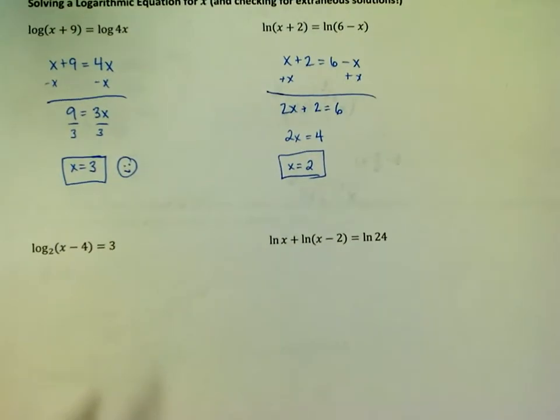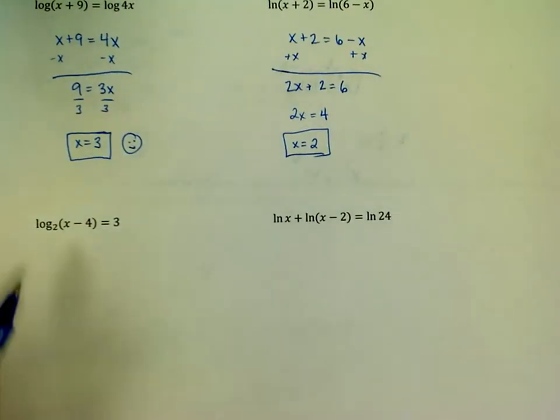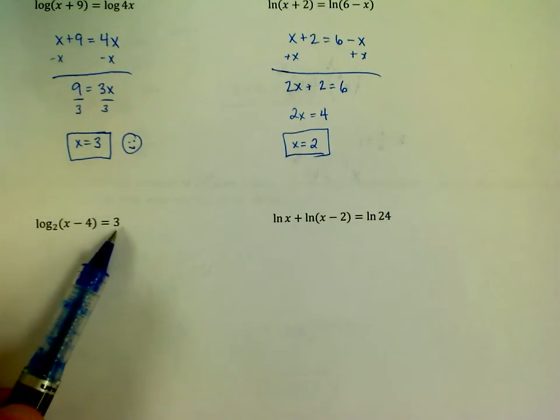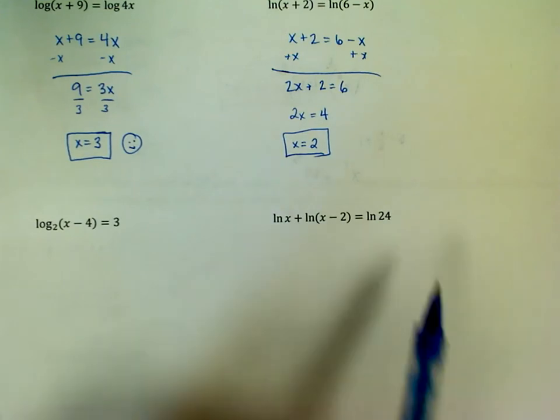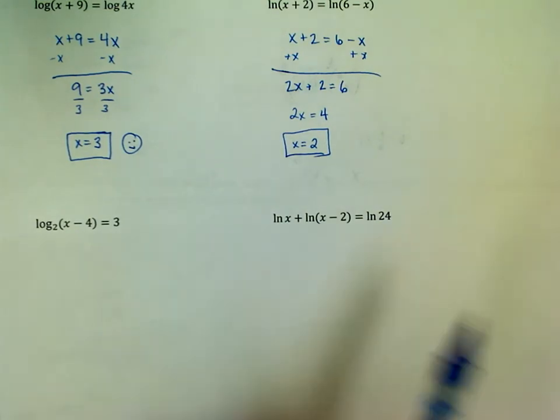So there's the first round of videos. What we're going to do in the second round of videos, I'm going to say, well, look here, that doesn't have a log, so we have to take a different approach. And here we have multiple logs on one side. So what do we do in that situation? This one's going to be a little bit tougher.